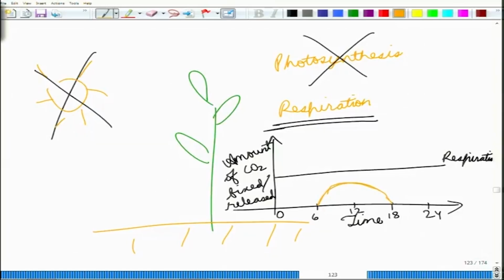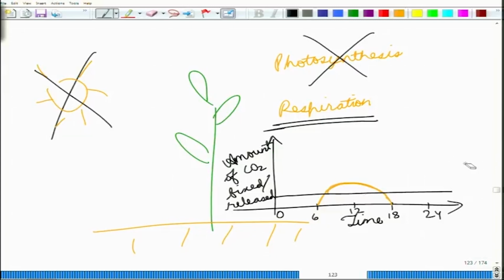So, this is the amount of carbon dioxide or oxygen that is getting absorbed, and in the case of respiration that would be somewhere below this, so something like this. So, here we have respiration.